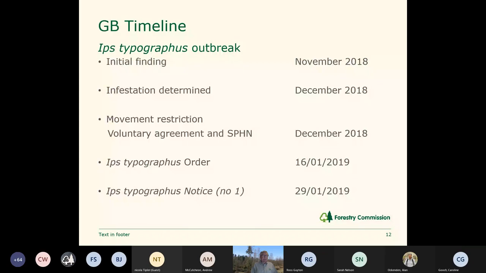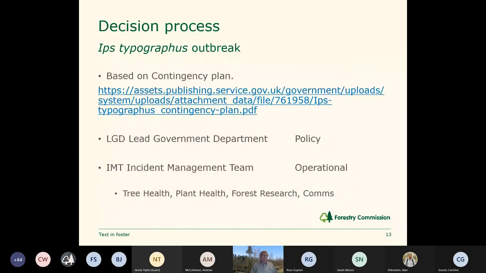So the decision process, as I said, was based on the contingency plan. That's published, it's a PDF, published at this link. Like a lot of contingency plans, it's a good plan as a starting point. Never having had to deal with an outbreak of Ips typographus before, that plan has been reviewed and is undergoing further revision at the moment, and there have been slight diversions from the original anticipated process, but very rapidly the Forestry Commission were given the role as a lead government department, and an incident management team set up.